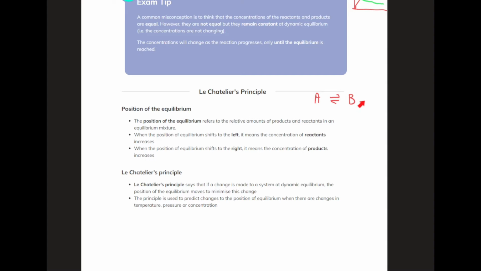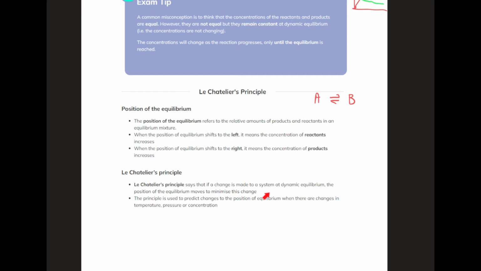So right means more products. And Le Chatelier's principle says that if a change is made to a system at dynamic equilibrium, so you have to know that they achieve equilibrium already, they achieve dynamic equilibrium, and you go and change it. So you change the equilibrium, so the position of the equilibrium moves to minimize this change. So that is the principle.